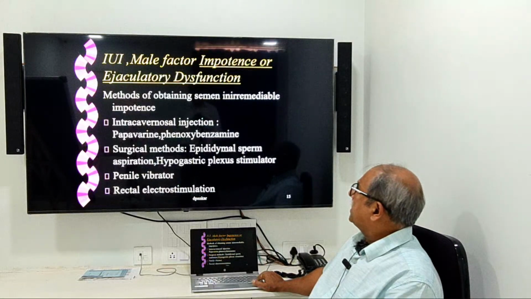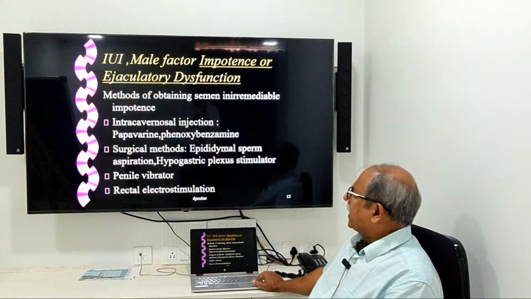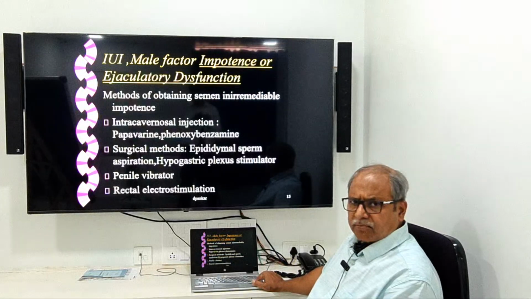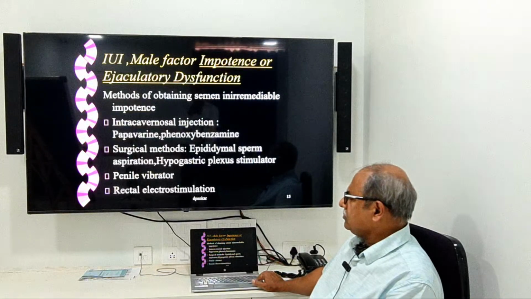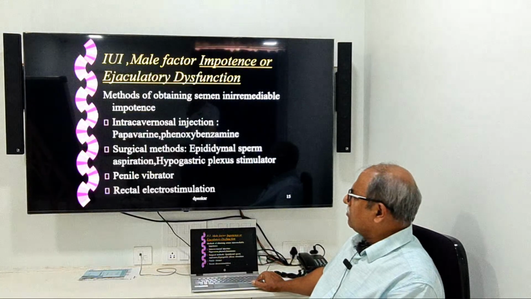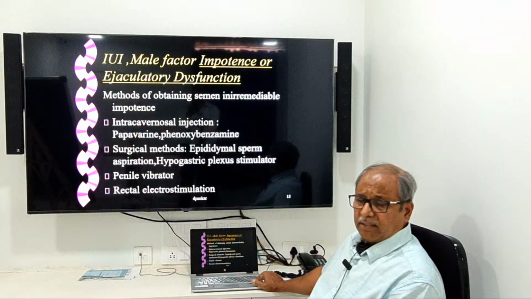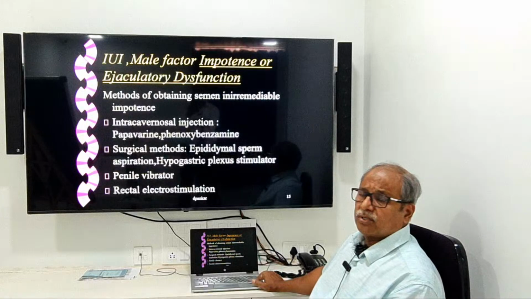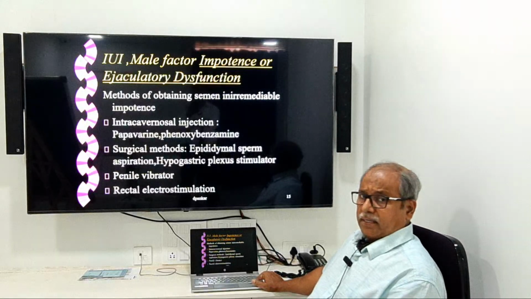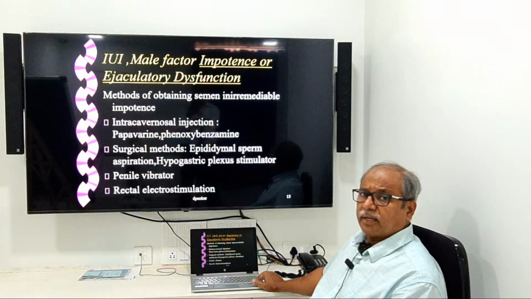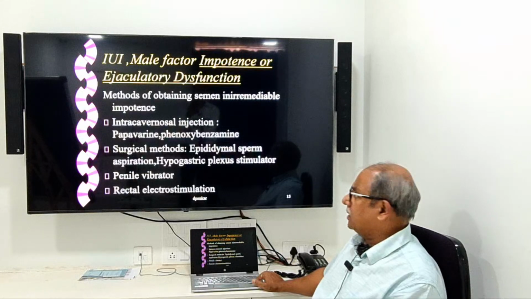The method of obtaining semen in irremediable impotence: again, there are many methods for erection. You can surgically aspirate. A penile vibrator can be used, and rectal electrostimulation can be used. Again, these are specialized things which we need for rectal electrostimulation and all. But if you can get 2-3 samples and freeze them, then you can do IUI in a subsequent cycle.